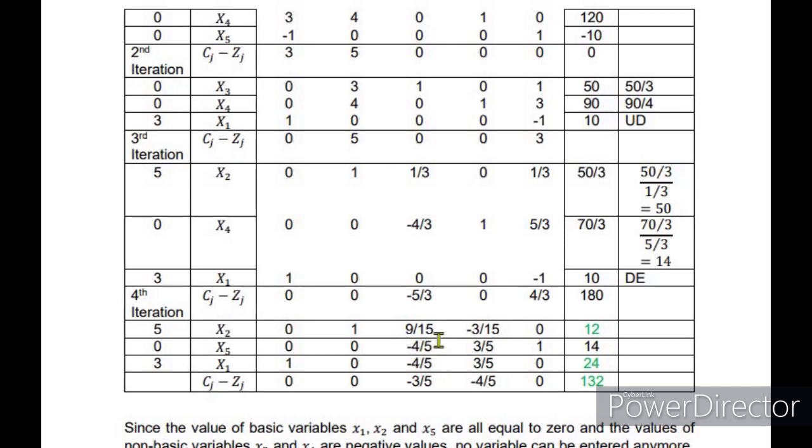So 1/3 minus negative 4/15 is equal to positive 9/15. 9 over 15. Okay? So next, 1/3 times 3/5 is equal to 3/15. Okay? So 0 minus 3/15 is negative 3/15. So 14 times 1/3 is equal to 14/3. Okay? So we will subtract it from the original. 50/3 minus 14/3 is equal to 12.